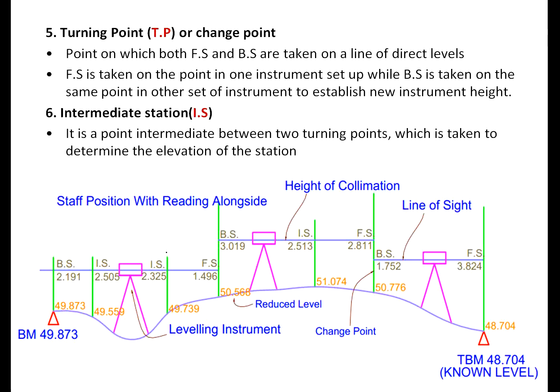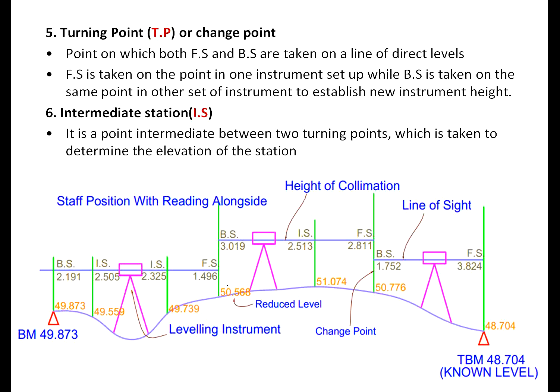So all the staff readings that are taken between the first and last reading are termed as the intermediate sights. And while we are shifting the instrument to another station, what happens is that to the same station, say the station with reduced level 50.56, you have taken the reading from the first instrument and also from the second instrument. For the first instrument you are taking the foresight reading, and for the next instrument station you are taking the backsight reading. So to the same station you are taking both foresight and backsight reading.